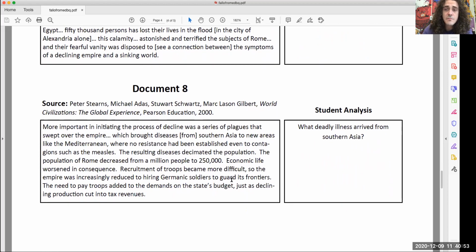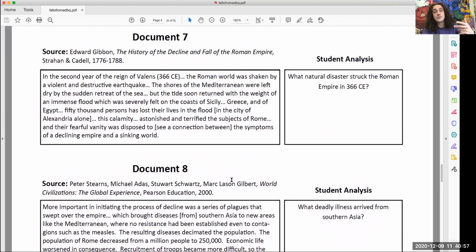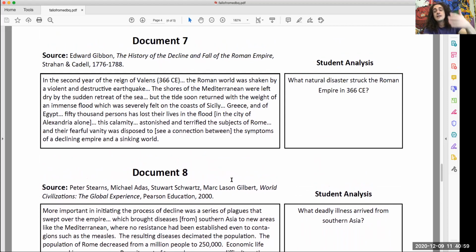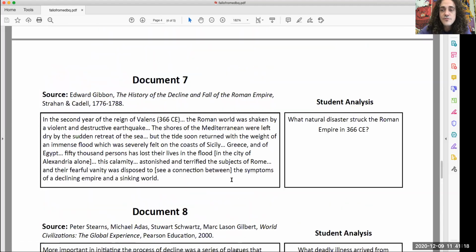This last one, very, very modern. We have deadly illness. You could connect this with document 7. You could say earthquake, illness, and invasions, right? And then if you say invasions, you can use document 1 to say, look how many leaders they had. This is why the invasions happened the way they did. So there's tons and tons of ways that this can be tied in together. And that's all of it. So that's a brief overview.